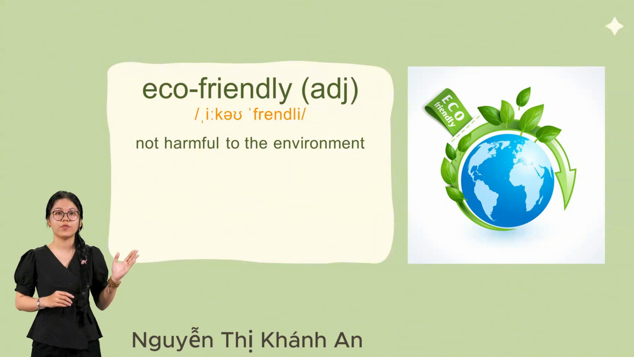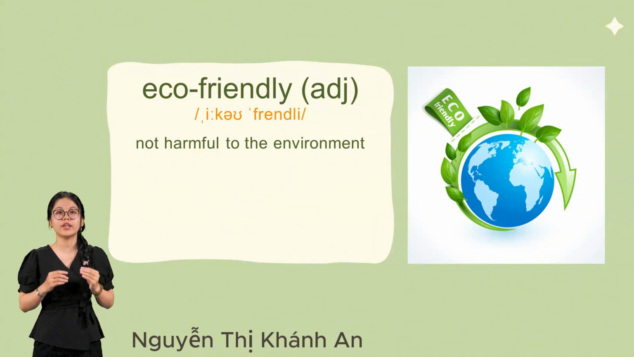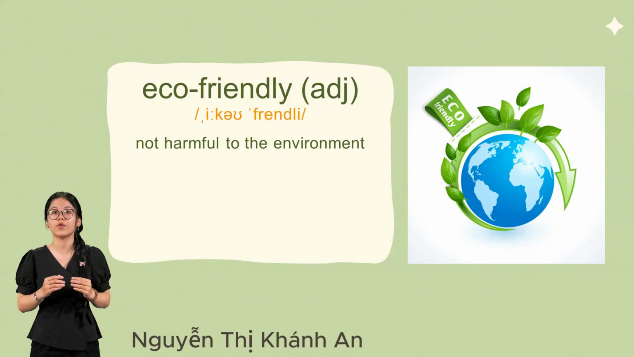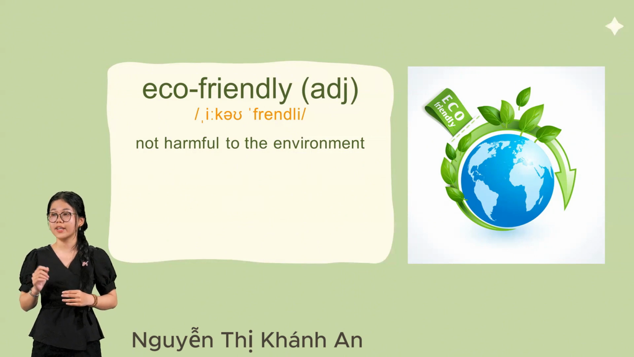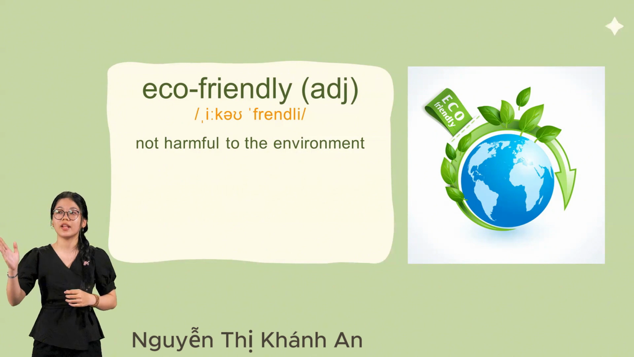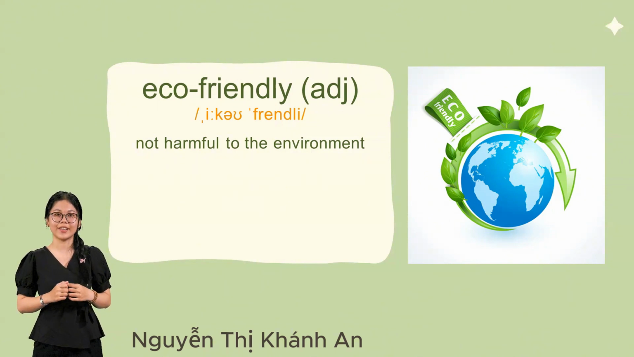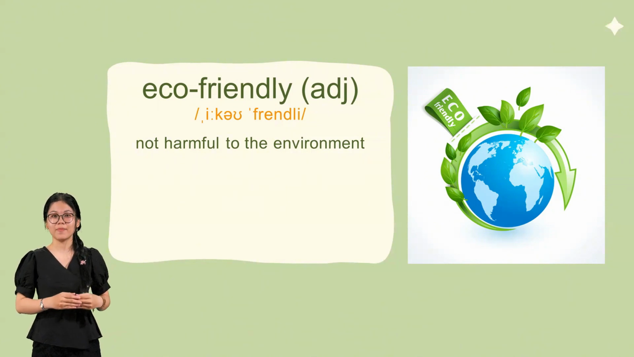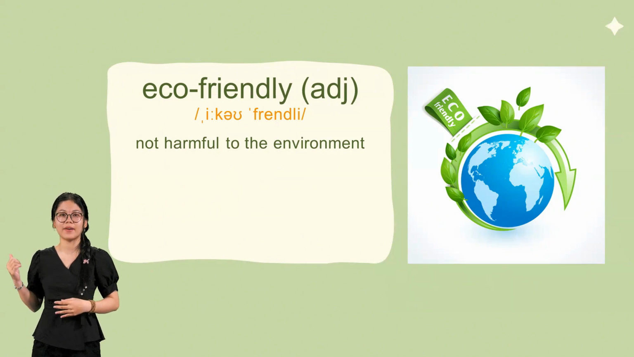It means not harmful to the environment or very friendly to the environment. So what items do you think are eco-friendly? Very good. Electric motorbikes, paper straws, and saving energy light bulbs. Very good, thank you. So that's the end of the vocabulary, so move to the exercise about it.